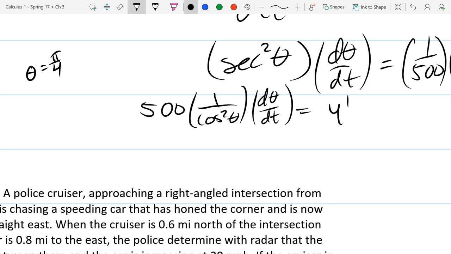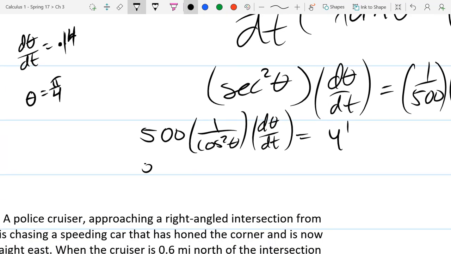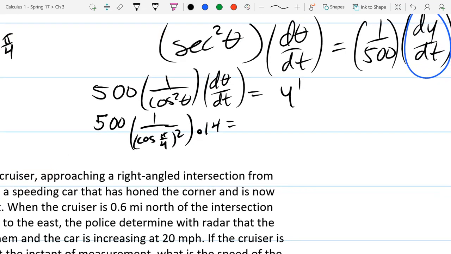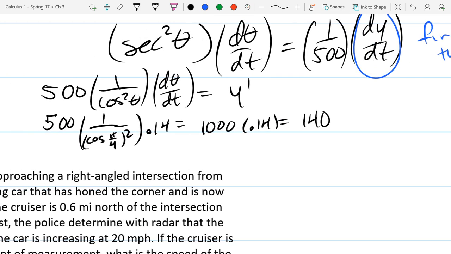Theta is pi over 4, and d theta/dt is 0.14. So this is 1 over cos pi over 4 squared, times 0.14. Cos pi over 4 is 1 over square root 2, squared is 1/2. Reciprocated is 2. So we get 1,000 times 0.14, which is 140. Move it over 3. 140. Did I do any bad arithmetic? Hopefully not.